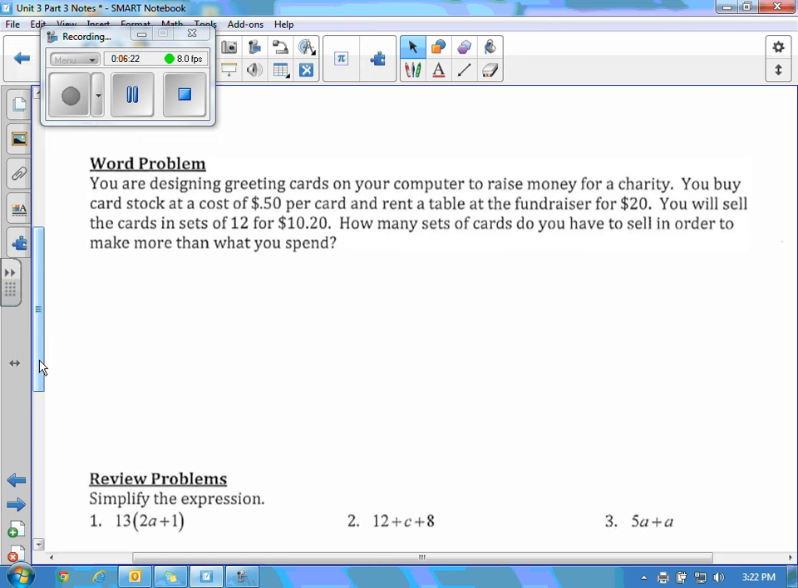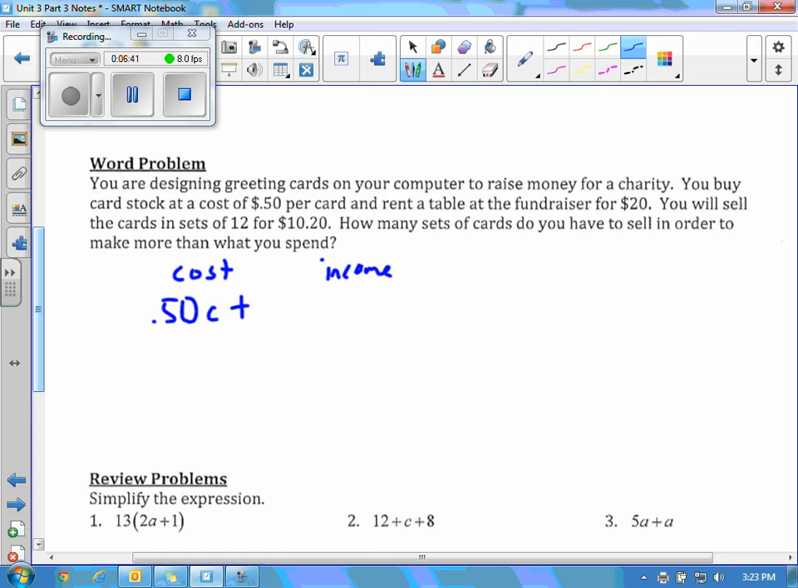Okay. So for this, there's 2 separate things. We have our cost, okay, and then how much money we made, or income. So the cost is 50 cents per card. So I'm going to put 0.50c, so 50 cents per card, plus you get to pay $20 for the table. So that's the left side. My income is that I get $10.20 per set of cards. Okay, so I'm going to put c right there.